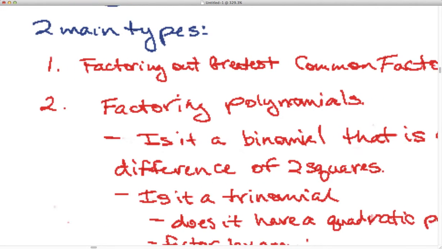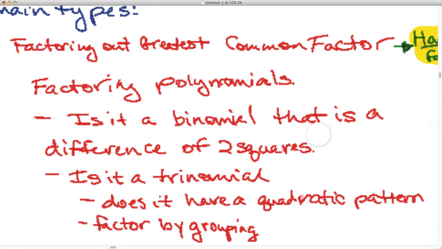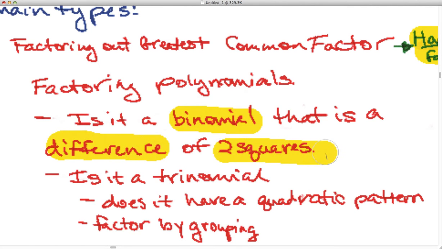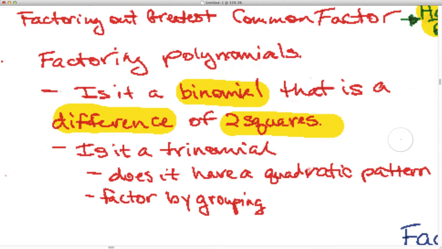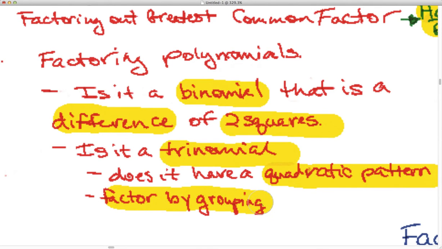If there's nothing that's common to each term, and that's the first thing you should try, and if there's nothing common, see if it's a difference of two squares. Is it a binomial, meaning two expressions? Are they subtracted? And are they both perfect squares? If so, there is a way of factoring that, x squared minus y squared. Or is it a trinomial? Does it have three expressions? Does it have a quadratic pattern? Is it a perfect trinomial square? Or can we factor it by grouping? These are all things that you have to keep in mind.